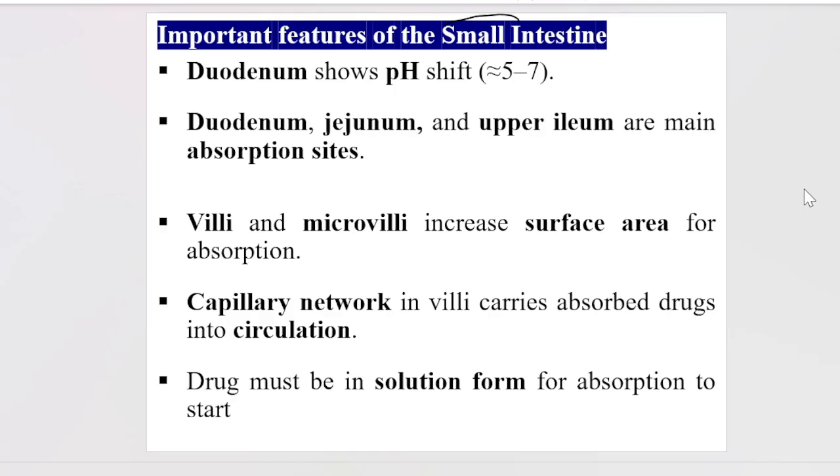So the duodenum, that is the first part of the small intestine, has a pH from 5 to 7. Duodenum, then we have jejunum, and then we have the ileum. These are the main absorption sites, because the small intestine is the main absorption site, and especially the ileum, it is the major site for drug absorption.